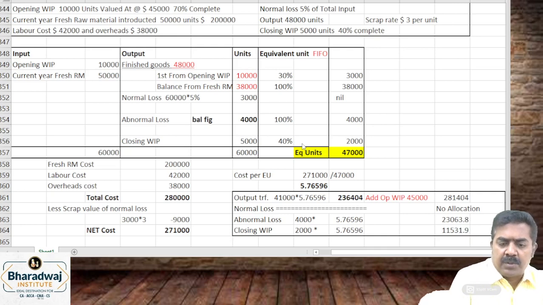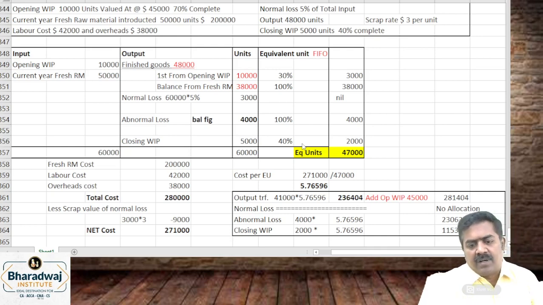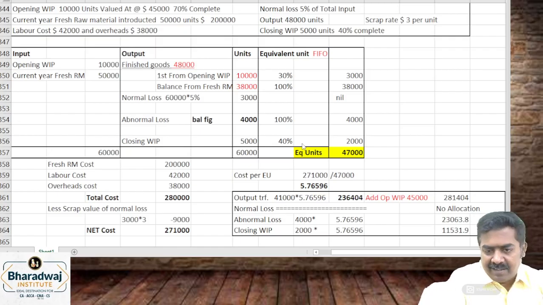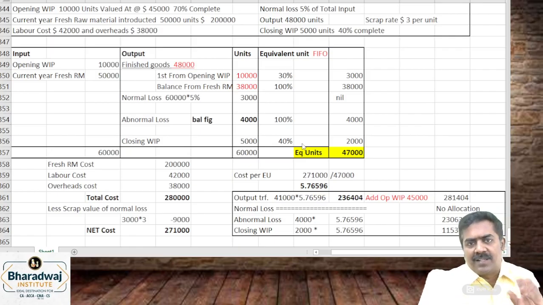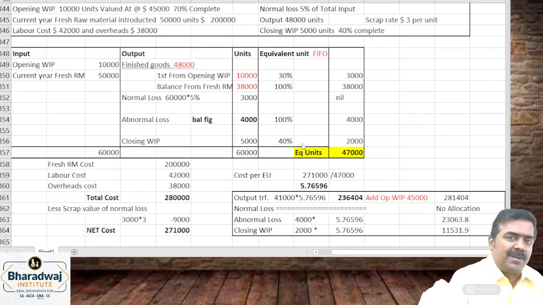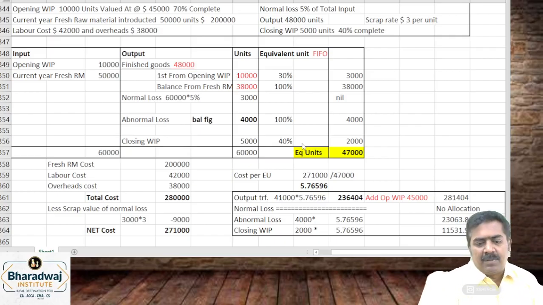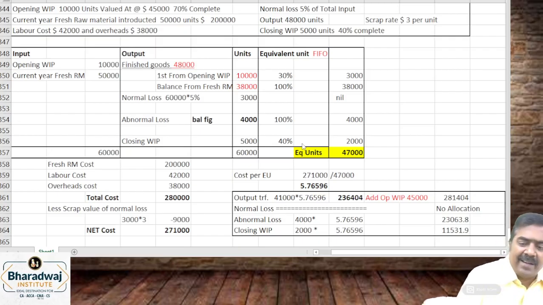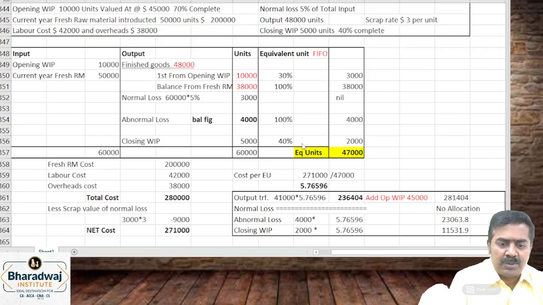So we have done these two questions based on abnormal loss. Next one, we will do based on abnormal gain. Sir, what is abnormal loss? If there's a shortage, we call it abnormal loss. What is abnormal gain? If you manufacture more than the expected units. For example, in this question, input was 60,000. Normal loss allowed is 5%. If you are able to control the normal loss, or get more output than the expected output, that is called abnormal gain. We will do a question based on abnormal gain also.